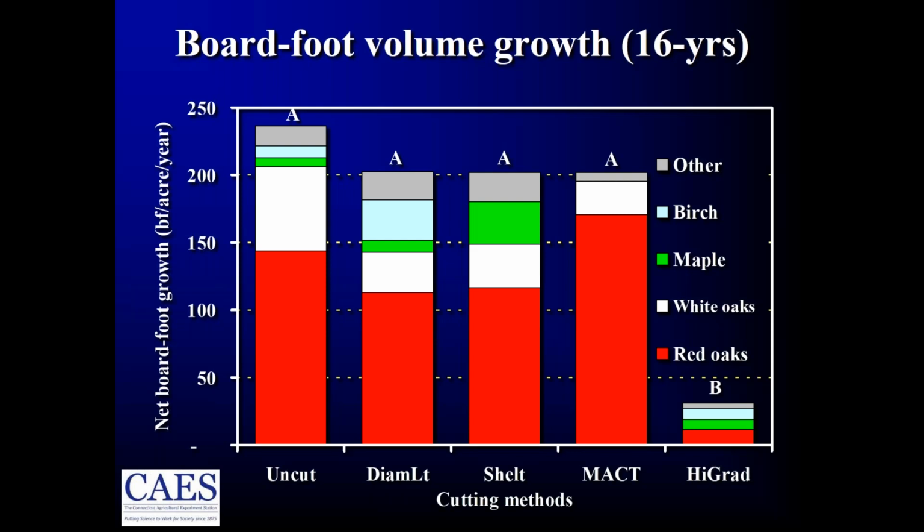It's something I think a lot of people don't appreciate. When you put in a shelterwood right at about 50 square feet basal area, you maintain the same board foot volume growth that you do in an unmanaged stand. But look in the far right, look where it says high grade, where they cut only merchantable material down to 11 inches. And I said the cull trees weren't cut. Board foot volume growth was drastically decreased.